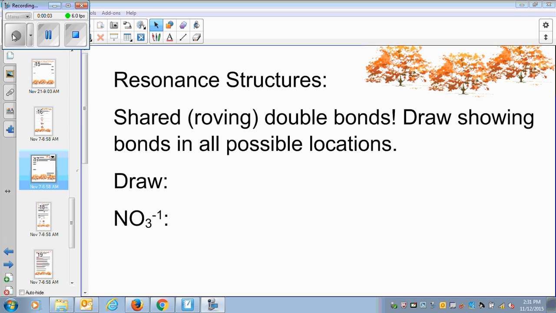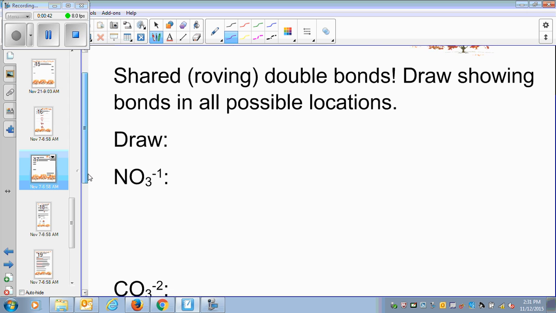Hi everybody. In this video, we will talk about resonance structures of dot diagrams. We have learned dot diagrams of compounds and polyatomic ions, but sometimes there are molecules that have both single bonds and double bonds. When you have both, there is a possibility that you can have multiple Lewis dot diagrams. For example, nitrate, a polyatomic ion.